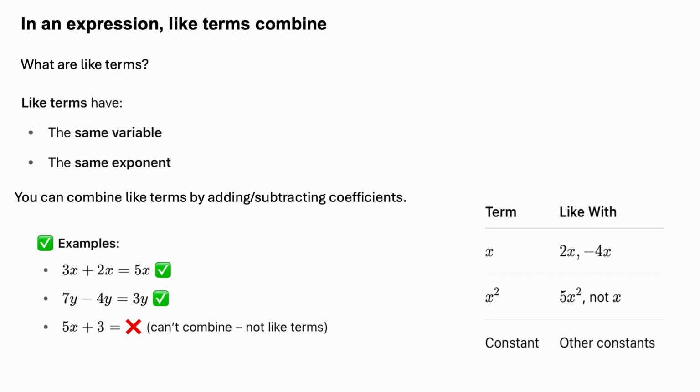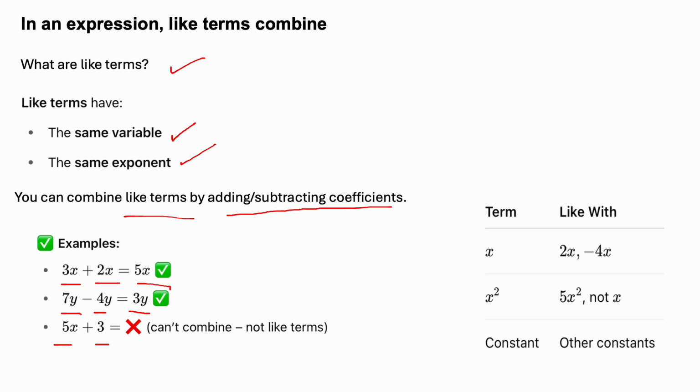In an expression, like terms combine. So, now the question comes, what are like terms? Like terms are terms with the same variable and the same exponent. You can combine like terms by adding or subtracting their coefficients. For example, suppose you have 3x plus 2x, they are like terms, your answer will be 5x. Similarly, 7y minus 4y, you can subtract them, your answer will be 3y. But suppose you have 5x plus 3, you cannot combine them together. They are not like terms.